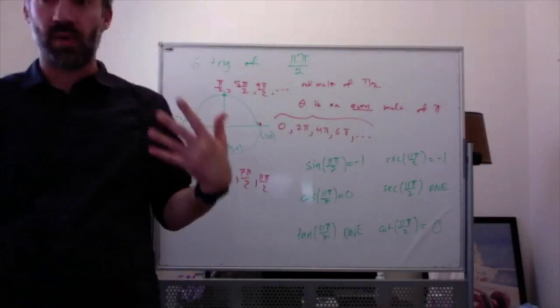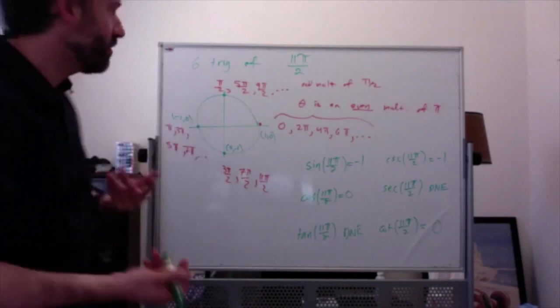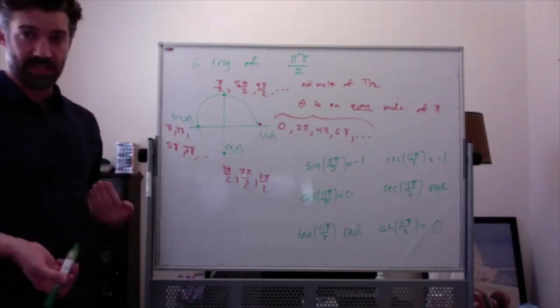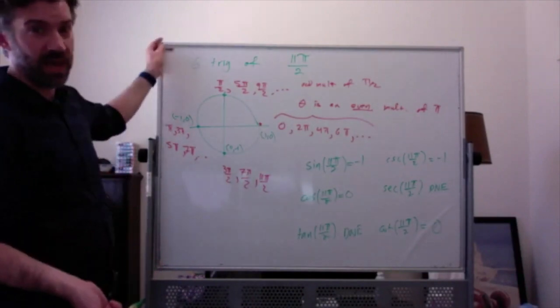Okay. So that is how you evaluate quadrantal angles using the unit circle. The other thing the unit circle gives us is some insight into some trigonometric identities, some of which I've kind of already alluded to, some of which I haven't.